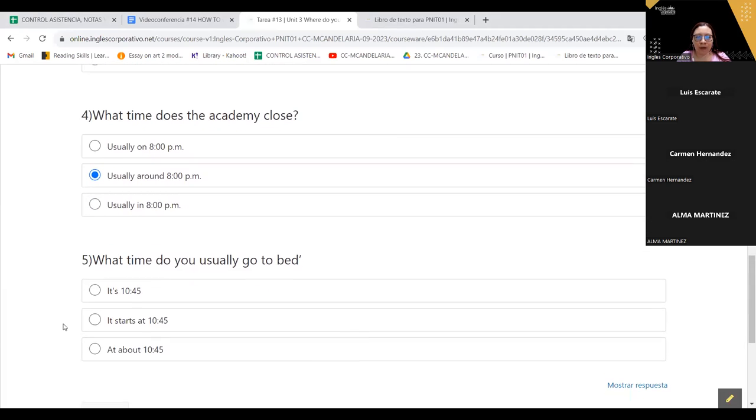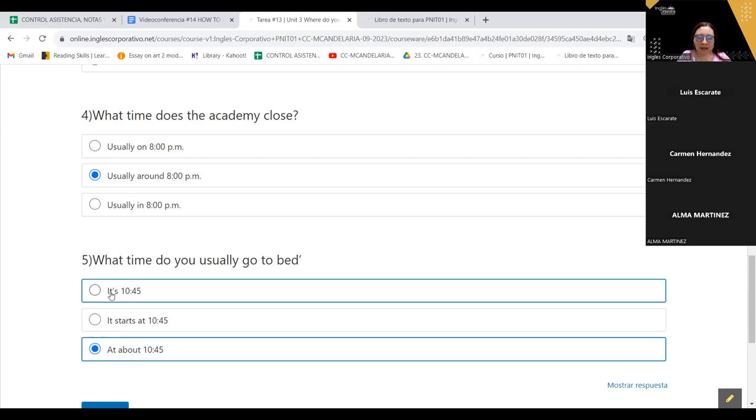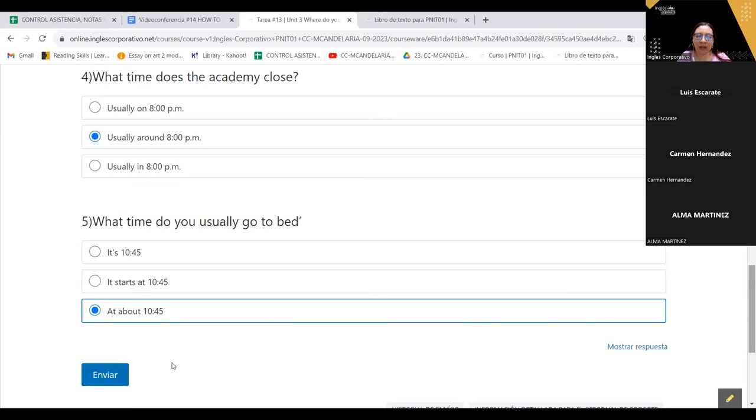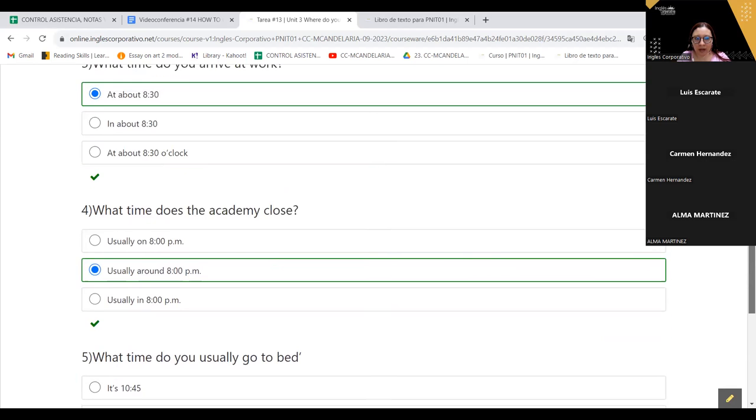And number 5. What time do you usually go to bed? At about 10:45, right? Si yo dijera it's 10:45, indico que en este momento son las 10:45, right? Así que sería at about, alrededor de las 10:45, right? Then you select it, you send it, y ahí tiene usted ya su respuesta.